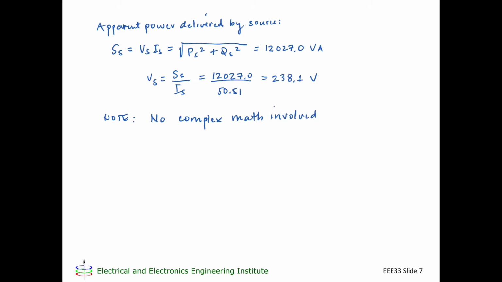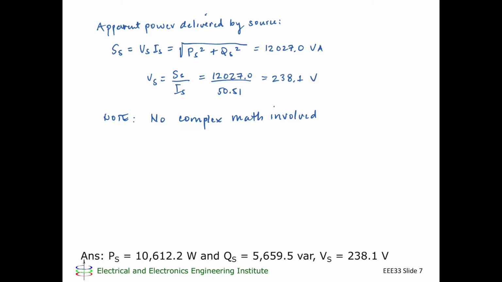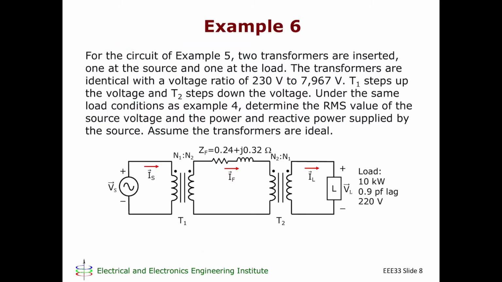We dealt with scalar quantities and not complex numbers. So this is our answer, consistent with the first method. In example 5, we said the source is very far from the load and that a long feeder line connected the source to the load, and that the impedance of the feeder line could no longer be considered negligible.